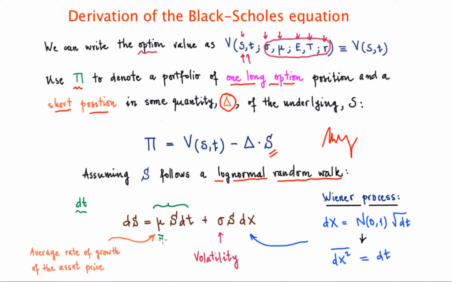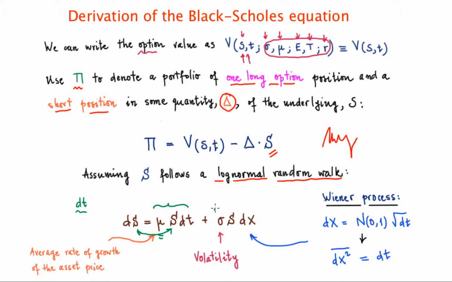This is mu, what we define as the average rate of growth of the asset price, times the asset price times the time interval we're considering, which is dt. As you can see here, the change is going to be proportional to the asset price. This is why it's log normal. This is a log normal process. And of course, it's going to be proportional to the time interval, which is dt.